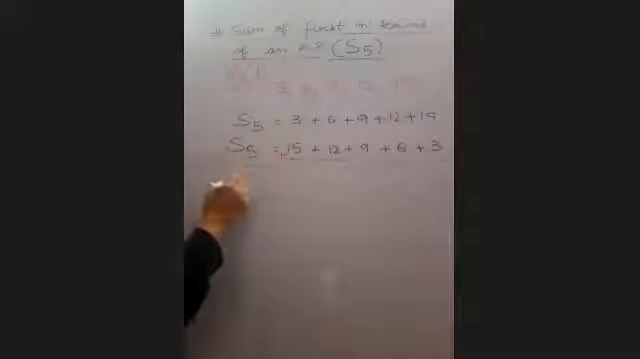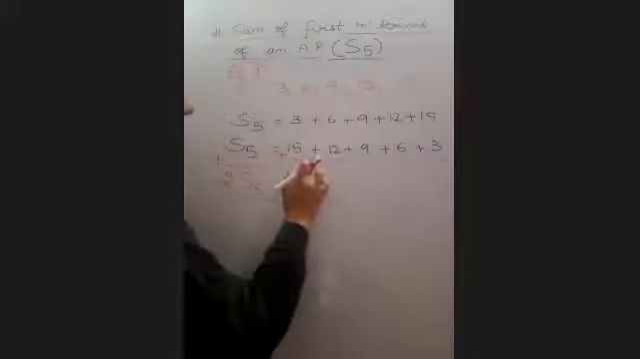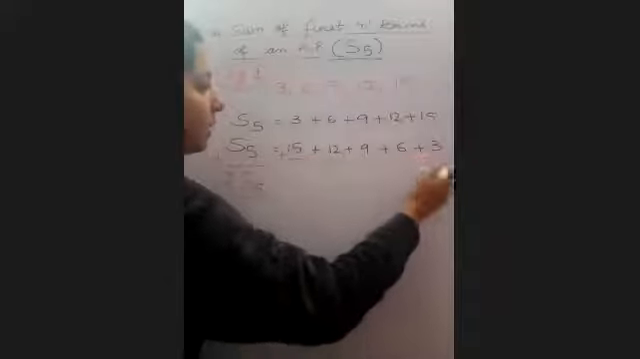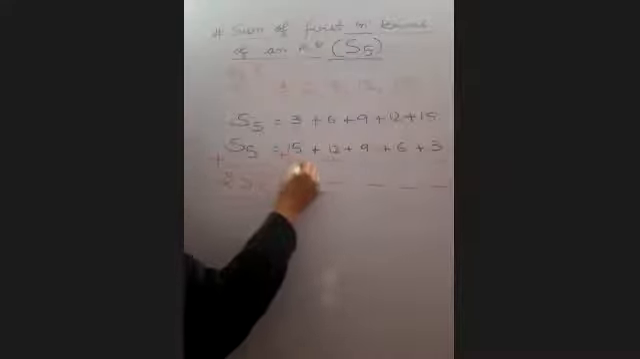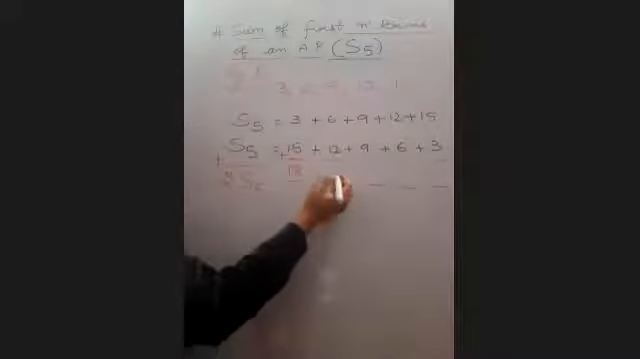Now I am adding these two. S5 plus S5 becomes 2S5. Now let's see the magic. Instead of adding all the numbers together, let me add them vertically, pairwise. What is 3 plus 15? 18. 6 plus 12? 18. 9 plus 9? 18. 12 plus 6, again 18. 18. Can you see the beautiful pattern being formed?